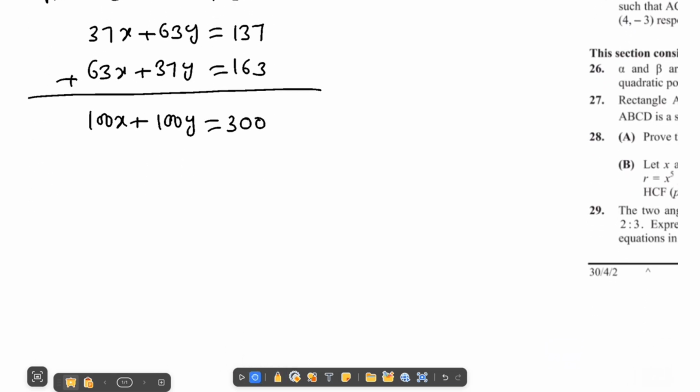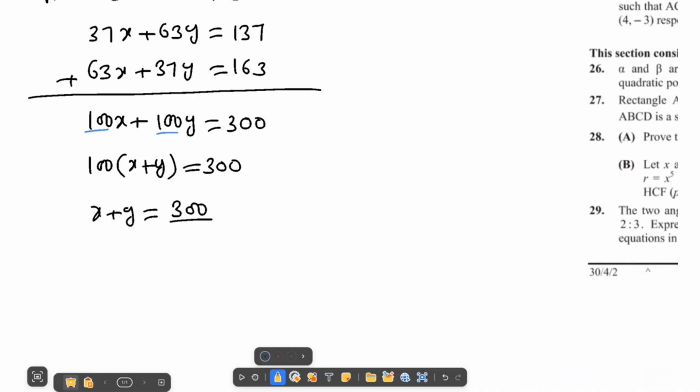Now on the left side we can take 100 common. So 100 of x plus y is equal to 300. If you send 100 to the right side, then we will get x plus y is equal to 300 by 100. 100 ones are 100, 100 threes are 300. So x plus y is equal to 3. Let this be equation 3.